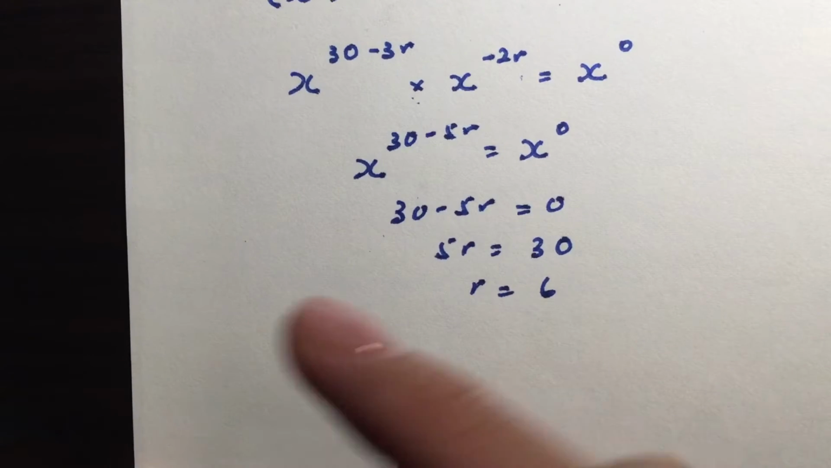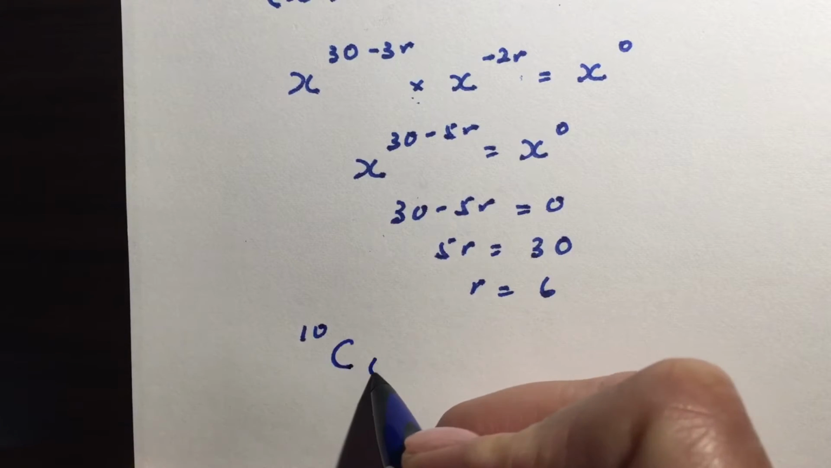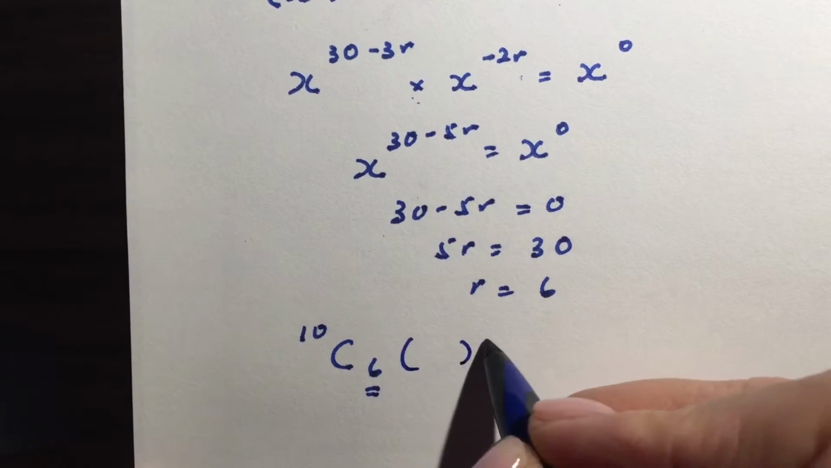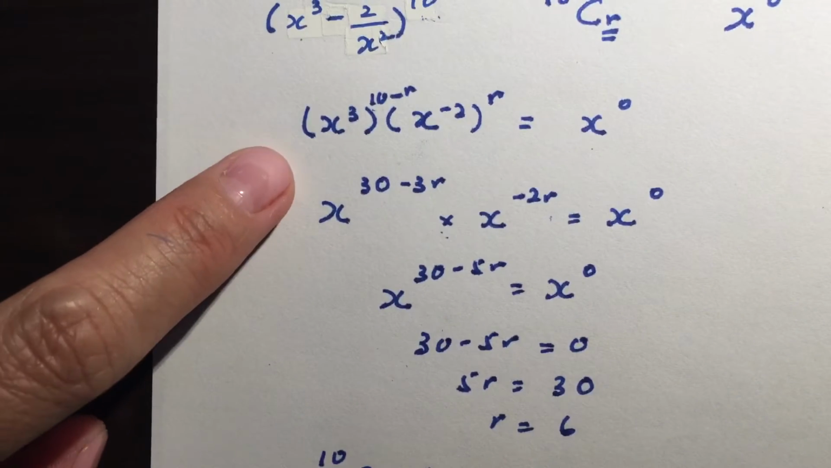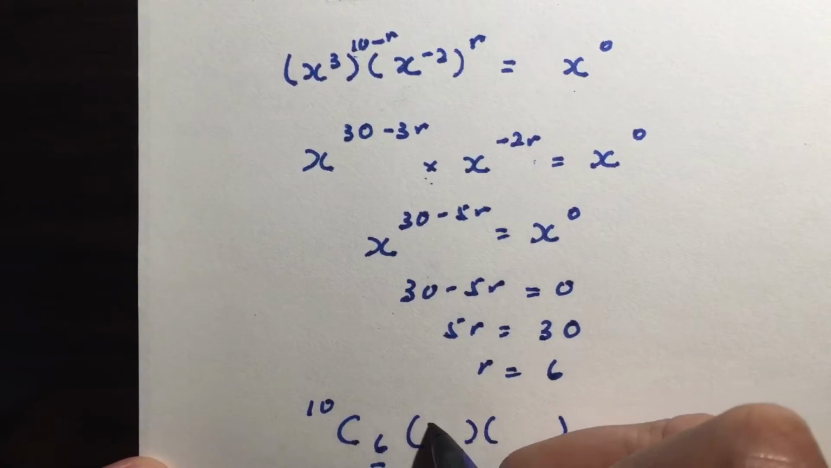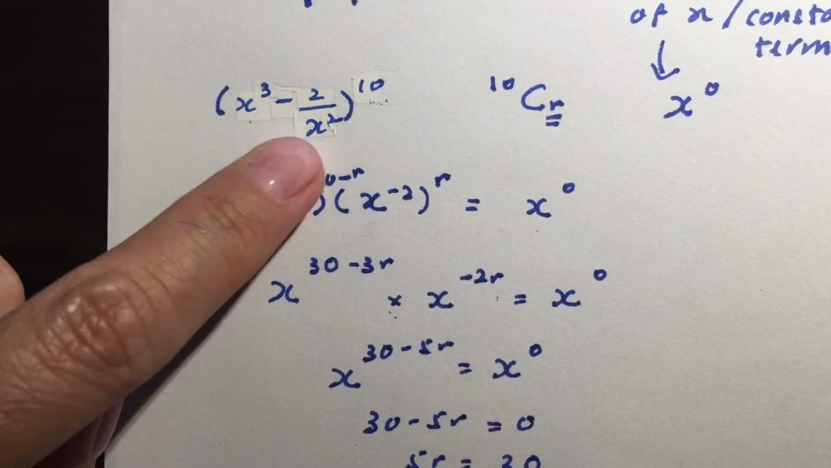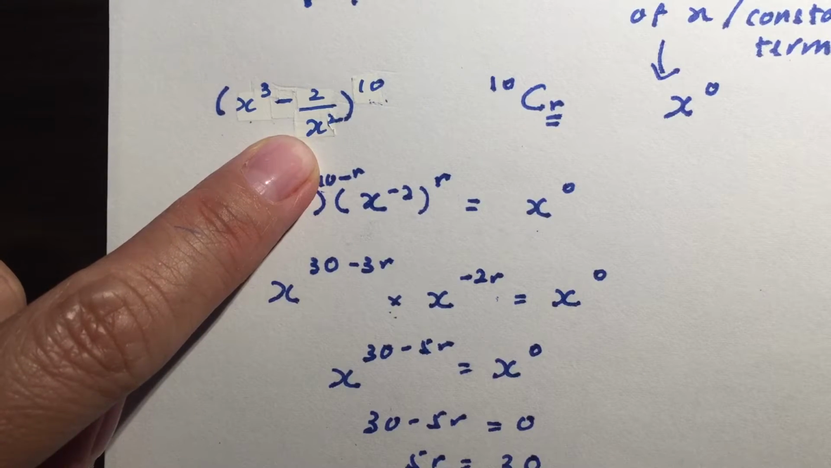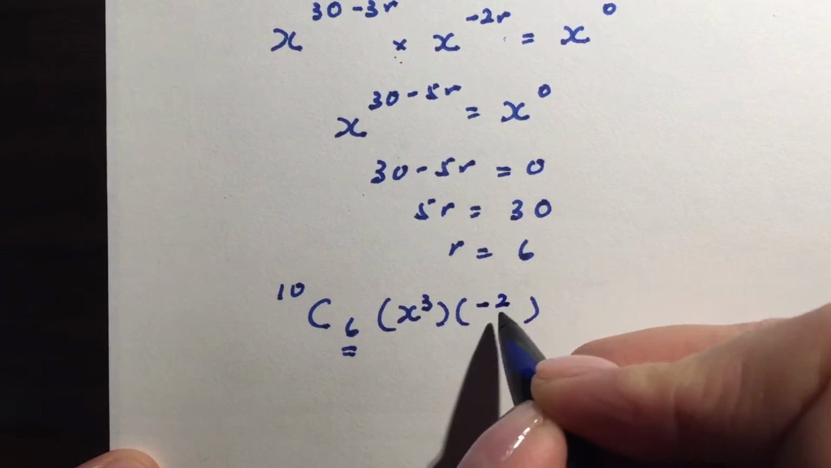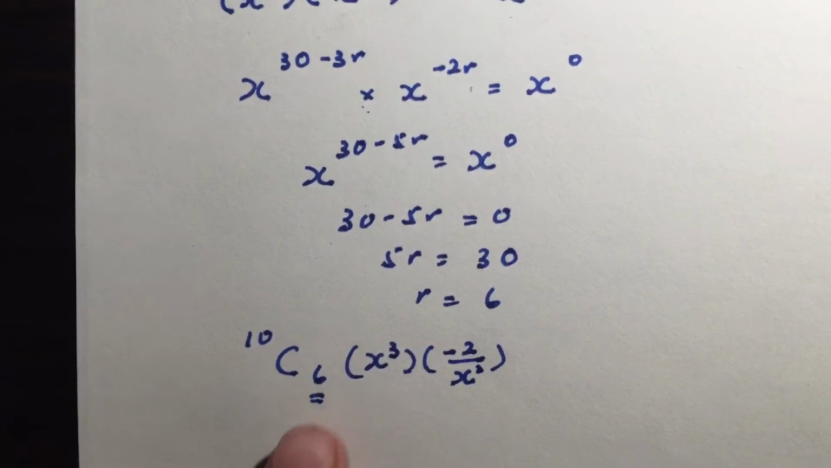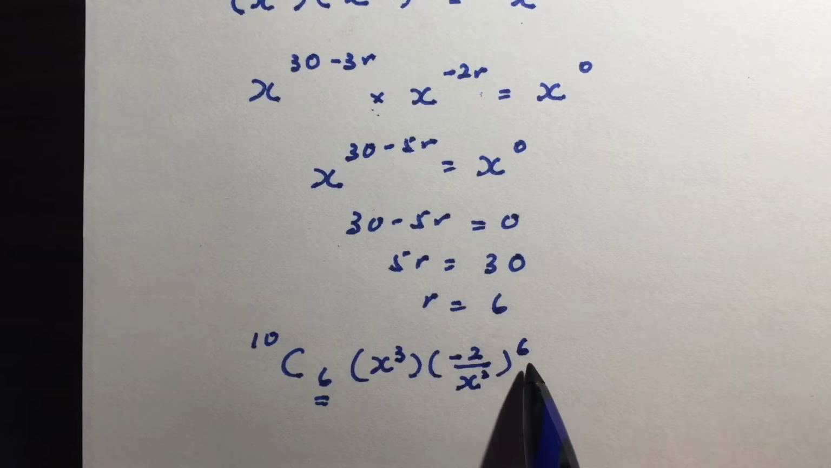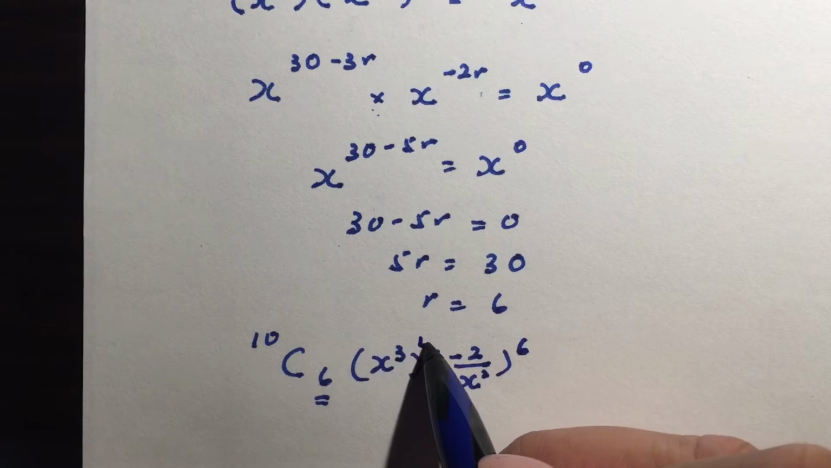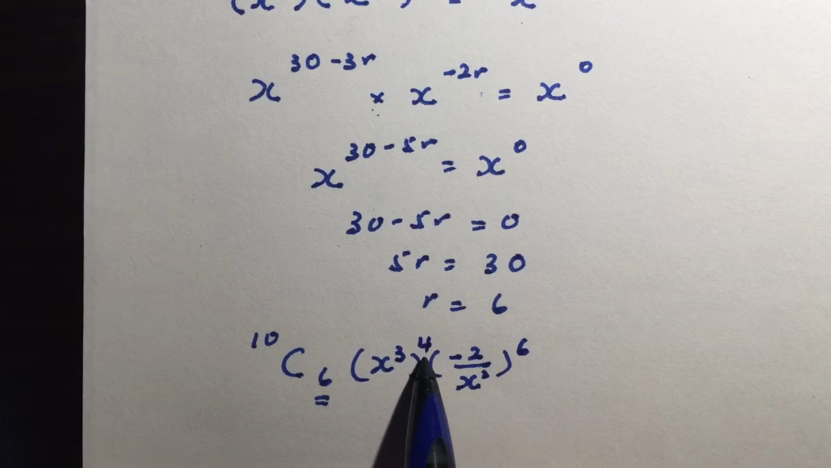So r is 6. So in other words, we have 10 choose 6, first bracket, second bracket. And this time around, you're really going to use everything that you see. So if the first term is x cubed, I'm going to write down x cubed. The second term in the bracket is negative 2 over x squared. So this time I do write the negative 2 over x squared. And since this one here is 6, that was the r that we figured out, so if this is 6, 10 minus 6 is 4. So I know that this has to be a power of 4.